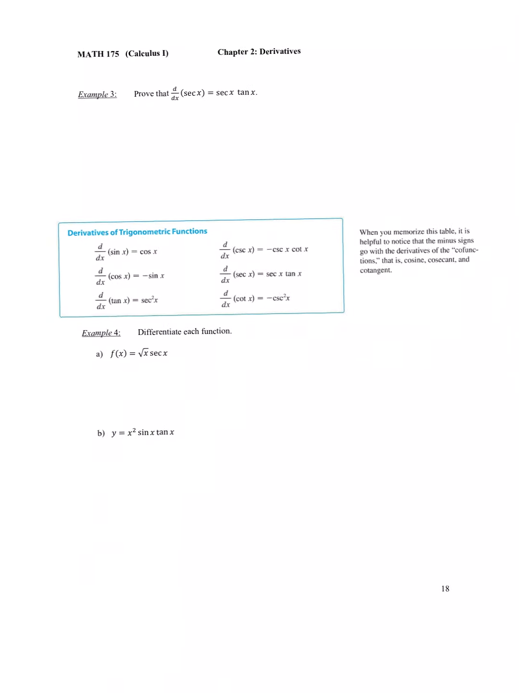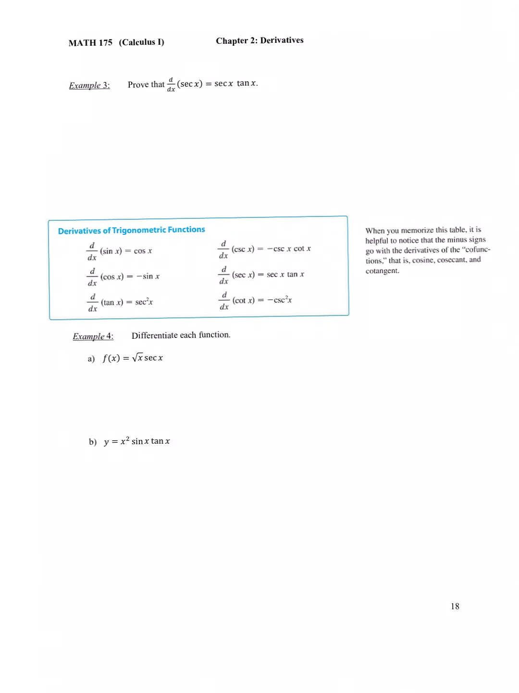Hello. In class, in section 3.4, I did not complete example 3 or example 4b, so I would like to do that here. Okay, for example 3 at the top, we want to prove that the derivative of secant is secant tangent. So first let's remember how we rewrite secant.